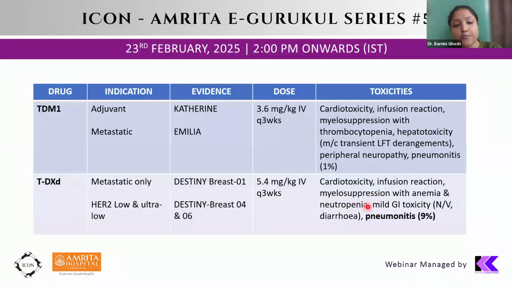And for TDXD, see that the toxicity will be similar to that of irinotecan, as I have said. There will be myelosuppression with anemia and neutropenia, and then mild GI toxicities like nausea, vomiting, and diarrhea. And there is also a notable risk of pneumonitis with trastuzumab deruxtecan.